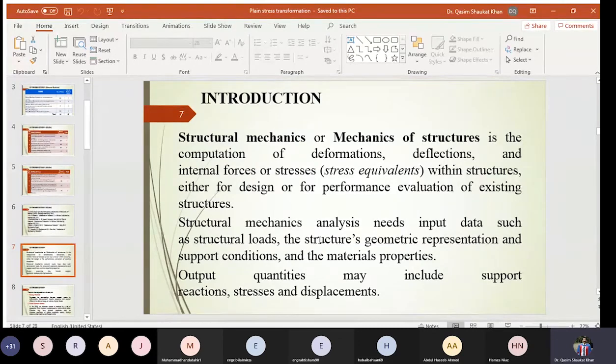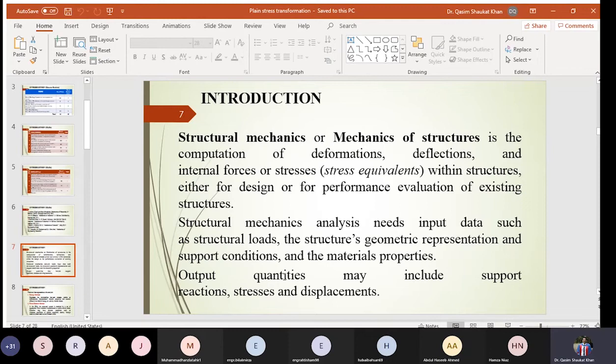So in structural mechanics, you will analyze the structures given the input data: structural loads, the different types of loads acting on the structure, geometric representation, support conditions, and the material properties. Okay, and the output quantities which you will get.